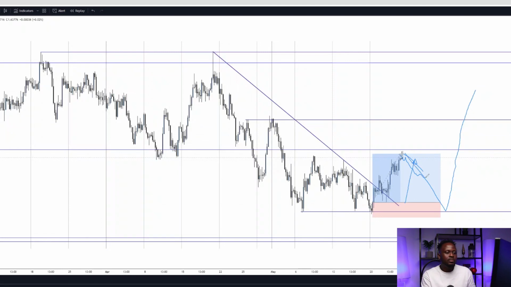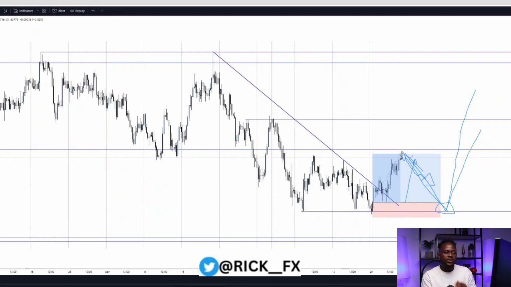If it is a temporary pullback, you can take advantage of the Fibonacci and find a continuation trade. If it's a complete reversal, you can just wait for price to get back to this level, and then you can look for a buy trade setup as well again. But this trade was taken on a Monday, and then as you can see, price has been rallying all the way down to today, Friday.